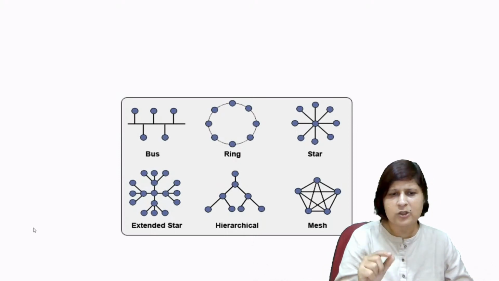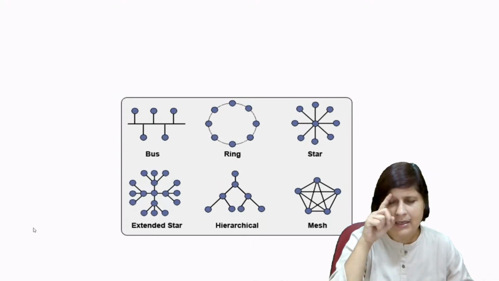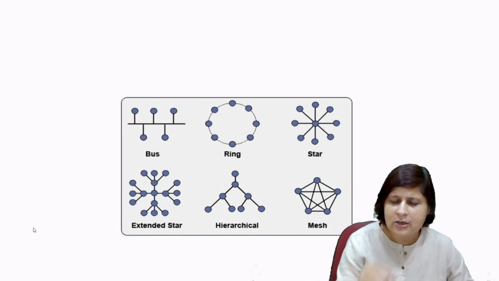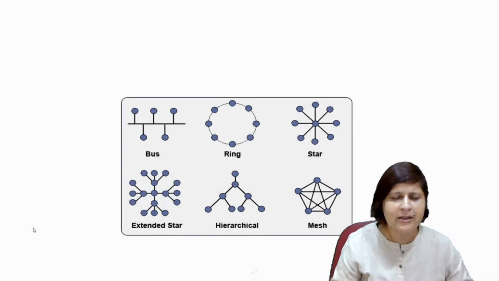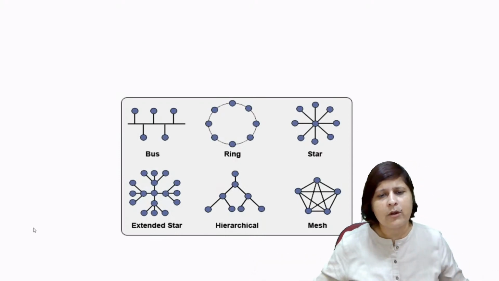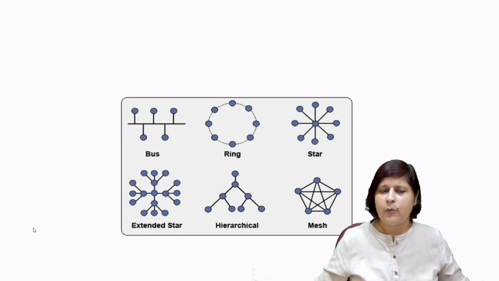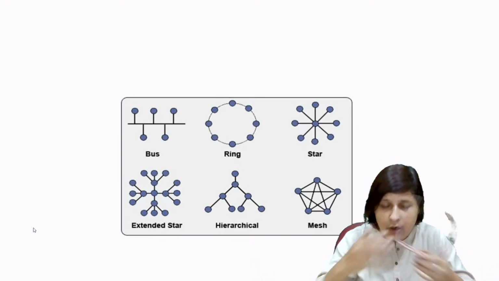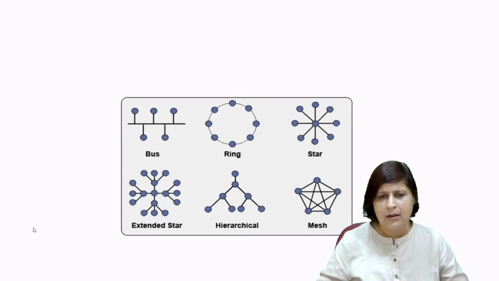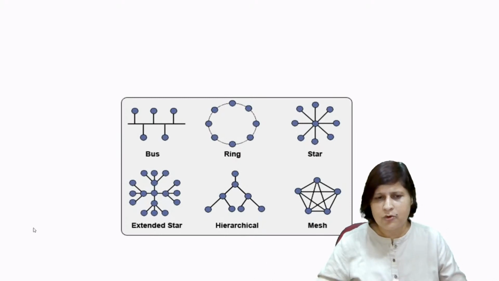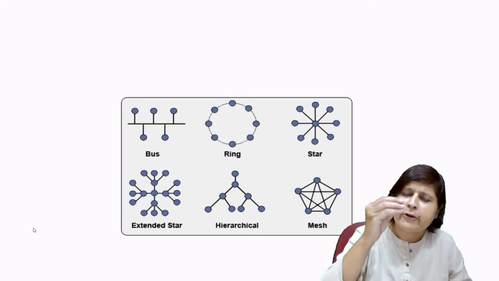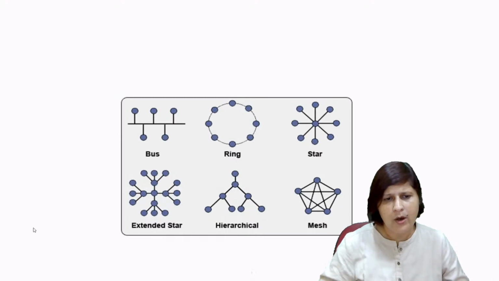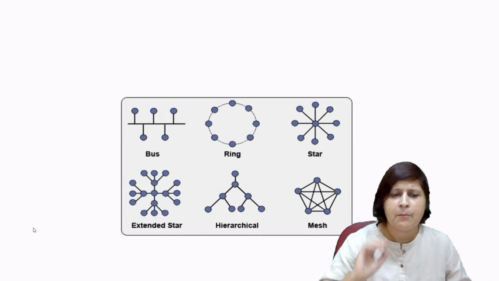Your systems are attached. The advantage of this is that it is easy to arrange. The problem is that when this central cable breaks down, or there is any fault in your central cable, your entire network goes down. And the advantage is that whenever a single system goes down, the other systems will still work. That is the bus topology.